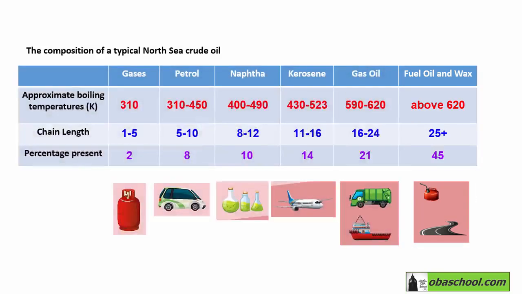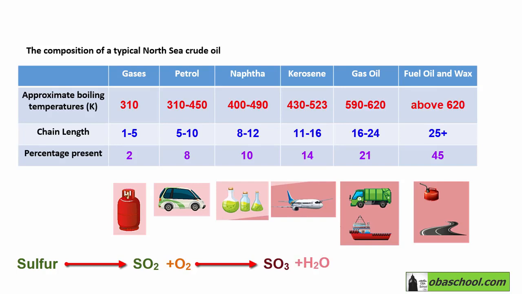Crude oil contains small amounts of other compounds dissolved in it, and these come from other elements in the original plants and elements the oil was formed from. For example, it may contain sulfur. So these will produce sulfur dioxide, SO2, when they are burnt. And this is one of the causes of acid rain, because sulfur dioxide will react with oxygen in the atmosphere to form sulfur trioxide, and this will react with water in the atmosphere to form sulfuric acid.